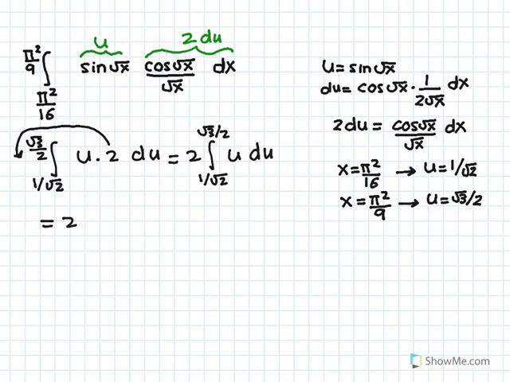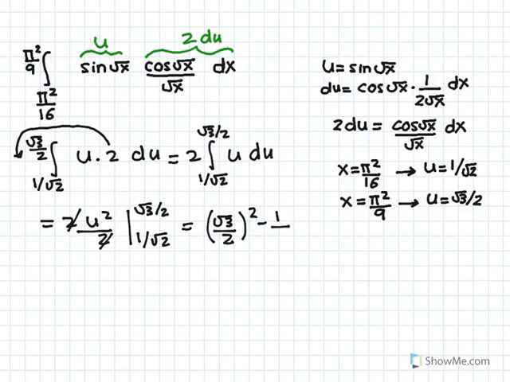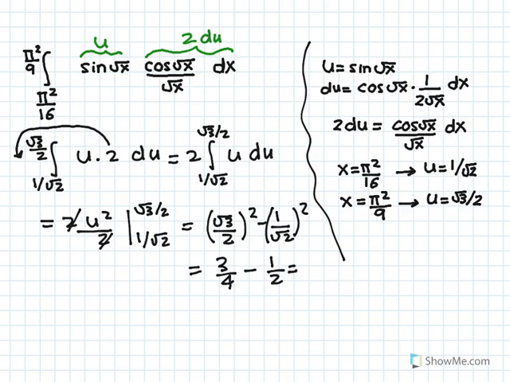Let's integrate this, and we get 2 u squared over 2 from 1 over root 2 to root 3 over 2. The 2's cancel out, and we get root 3 over 2 all squared minus 1 over root 2 all squared. And that works out to 3 over 4 minus 1 half. Taking common denominator, 3 over 4 minus 2 over 4 is 1 over 4. This is the answer to the definite integral.